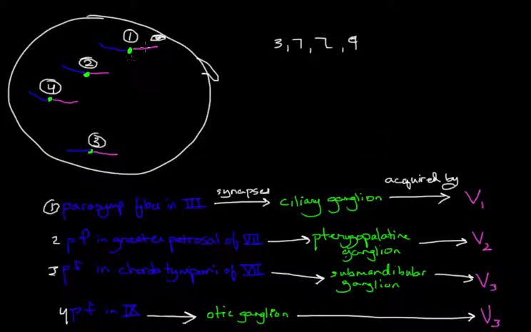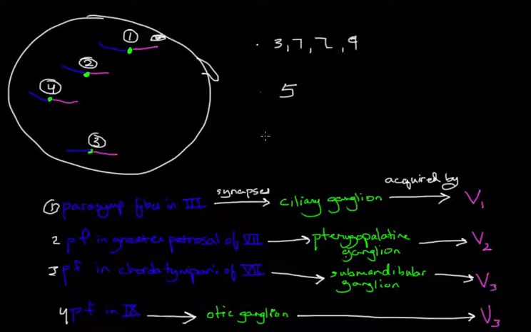And what acquires parasympathetic fibers is always trigeminal. So that makes it kind of easy, right? Cranial nerve 5, the trigeminal nerve, always is going to acquire your parasympathetic fibers. So 3, 7, 7, 9 is going to start it off, and then 5 is going to pick it up at the end. And that's it. That's what does your parasympathetics in your head.